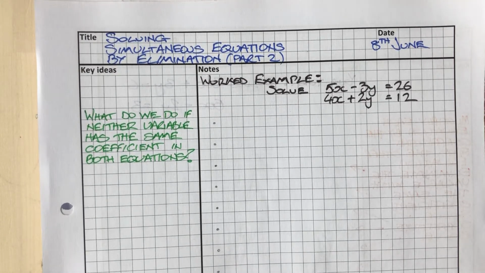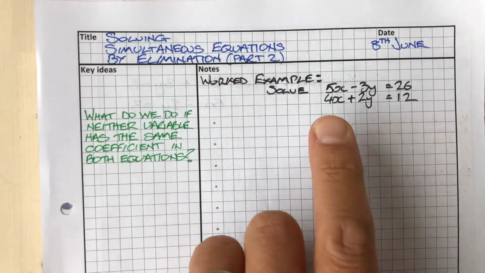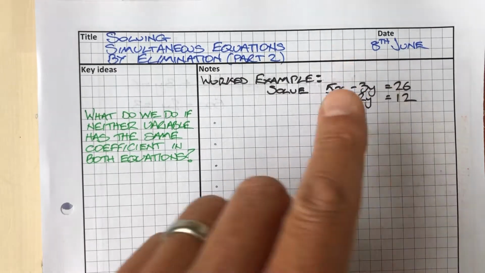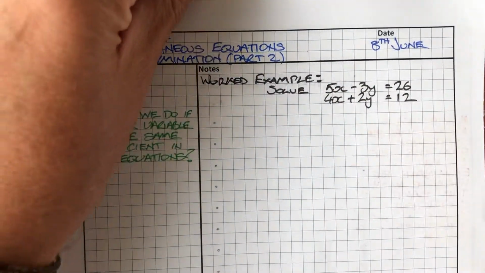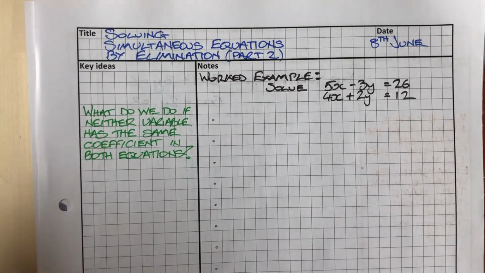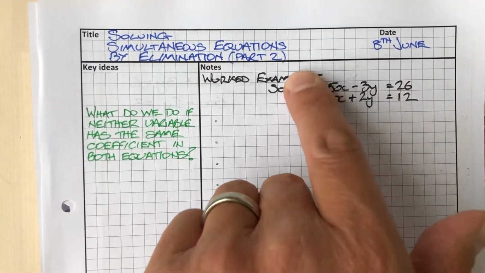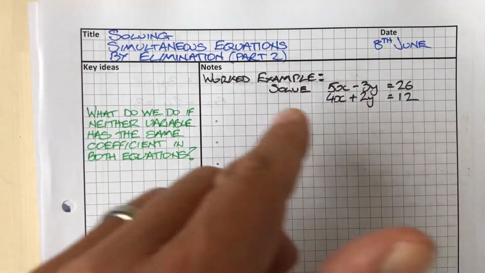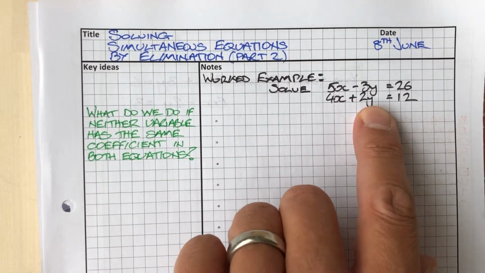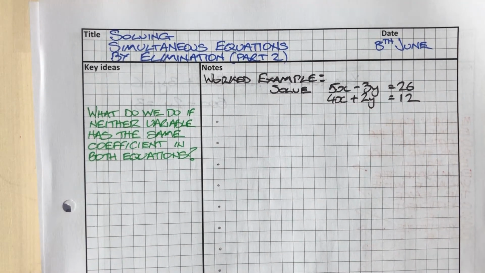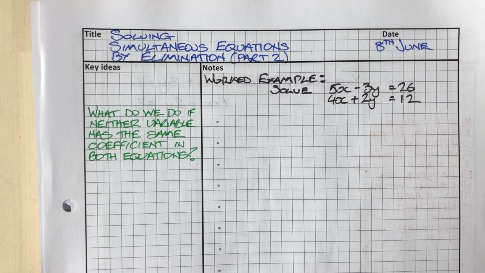So what happens then if we don't have the same number in front of either letter in our pair of equations? At first glance, this looks very similar to what we've done previously in part 1. But if we were to add or subtract this pair of equations, we would still end up with both x and y in the new equation that we created. And the whole purpose of the adding or subtracting is to get rid of one of those letters. So what do we do in this situation then?